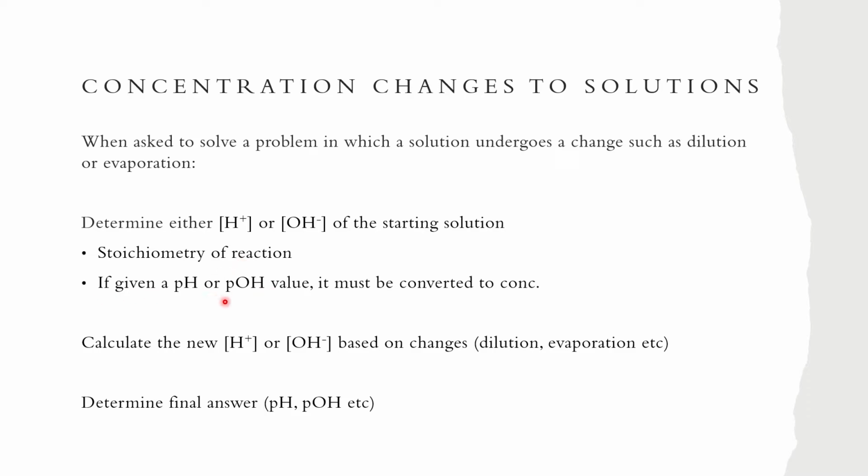If we're given a p-value, what we may need to do is just convert it to concentration. So concentration is equal to 10 to the negative p-value, whichever one it is. We can then complete a calculation to find the new hydrogen or hydroxide ion concentration based on whatever information we're given about the dilution or evaporation at the beginning of the question. Once we know that new concentration, we can then go back and convert to pH or pOH.